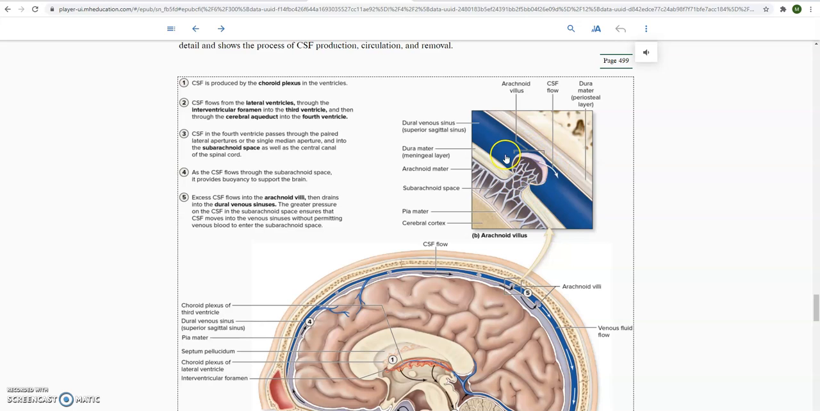So they call those arachnoid villi. They're responsible for the drainage of cerebrospinal fluid.